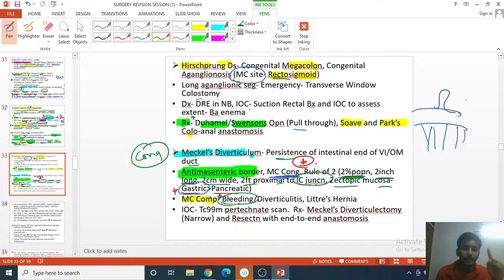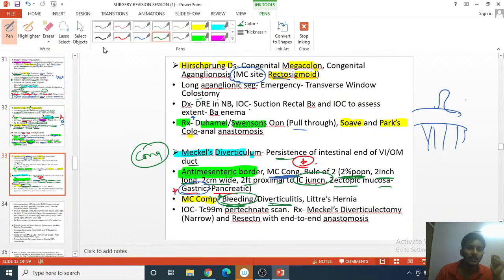If asked about the most common complication of Meckel's in children, then that is bleeding. If asked in adults, then that is diverticulitis. In children, the most common complication of Meckel's is bleeding. In adults, it is diverticulitis.